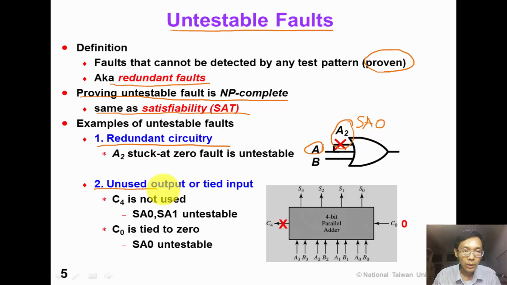The second example of untestable fault is unused output or tied input. Take this 4-bit parallel adder for example. Typically, we tie the carry in to 0. Because C0 is tied to 0, C0 stuck at 0 fault is untestable. And sometimes we discard the carry output, so C4 is not used. Stuck at 0 fault or stuck at 1 fault are untestable on C4.